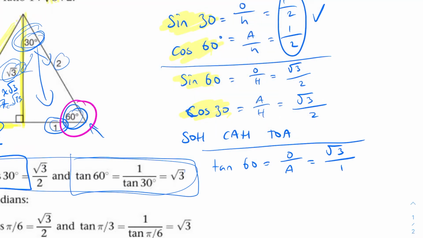So the angle is 60 degrees, right? The opposite of it is what? The square root of 3. The adjacent of it is 1. Square root of 3 over 1 equals what? Square root of 3.